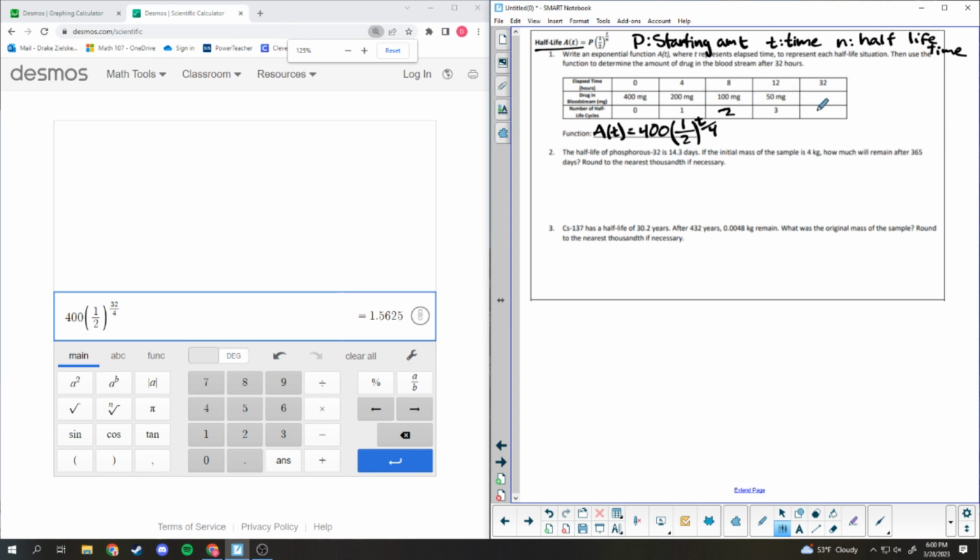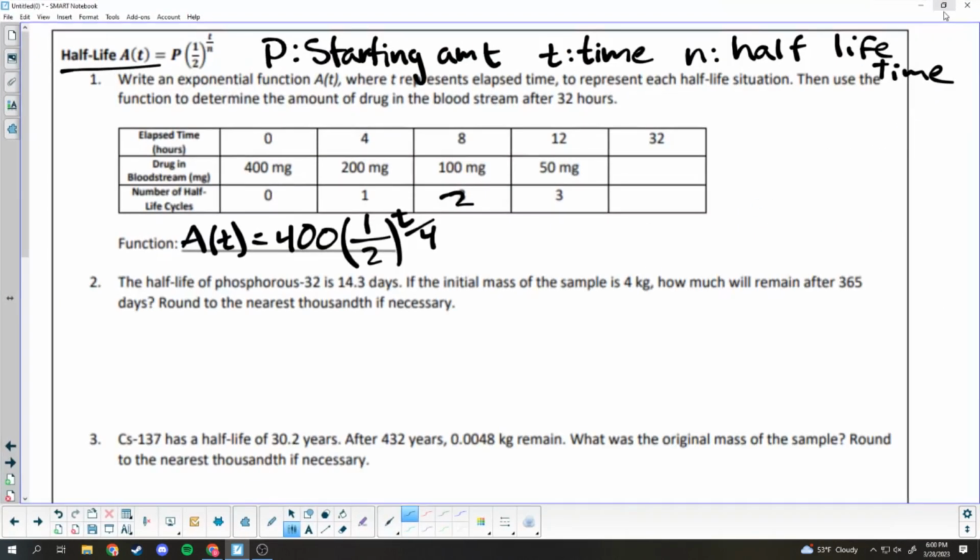1.5625. So that is our answer, and that's what we're going to put in here. We have 1.5625 mgs, milligrams, and that's after 8 cycles.